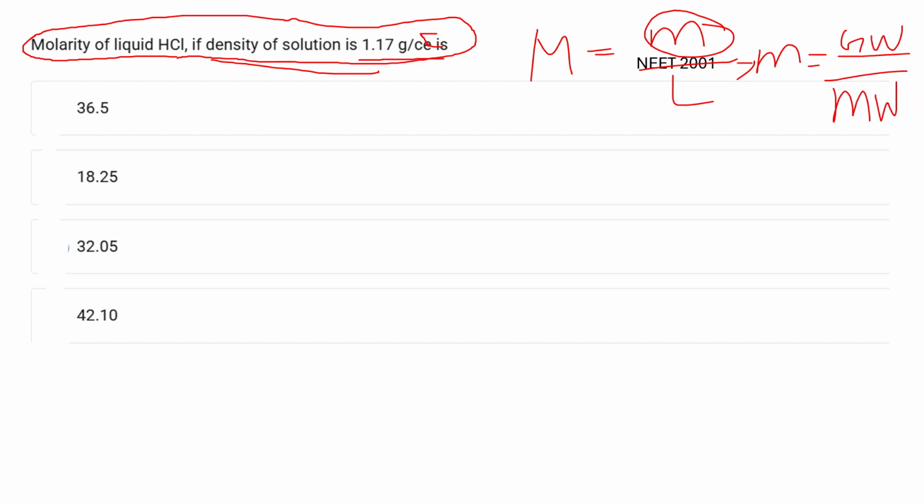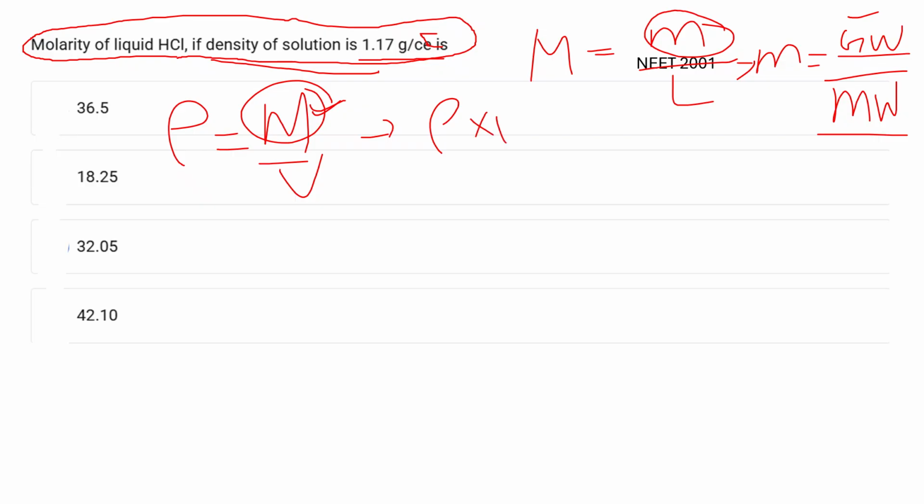Given weight is what? We don't know the given weight, so there is only one formula: rho is equal to m by v. According to this formula, m is nothing but mass. Mass is nothing but the given weight. Molecular weight is a constant, but this mass is not a constant. This mass can vary. So to find the mass, we can find the given weight. So m is equal to rho multiplied by v.